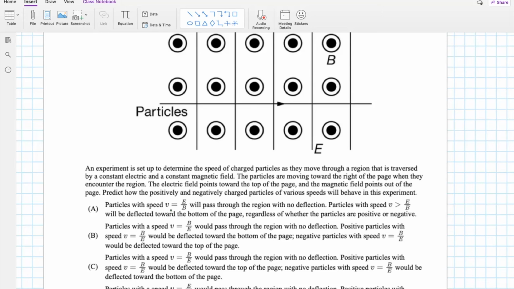So here they're talking about v equals E over B. So again, they've taken the electric force magnitude equation and the magnetic force magnitude equation. And we're going to balance them out if they move in a straight line. And what velocity would that be? So the velocity, as we have seen, is going to be E over B.